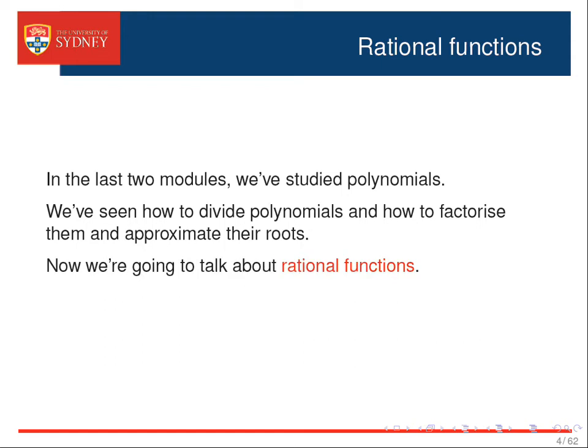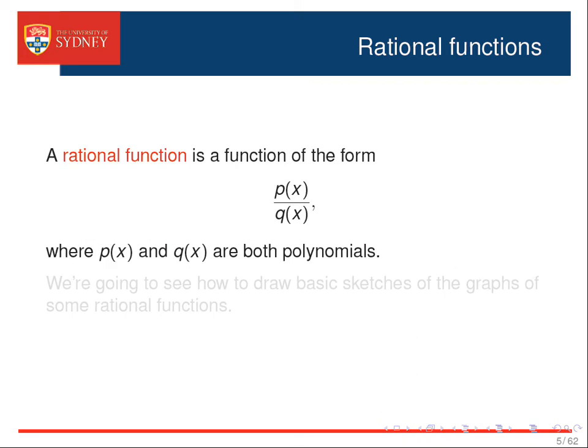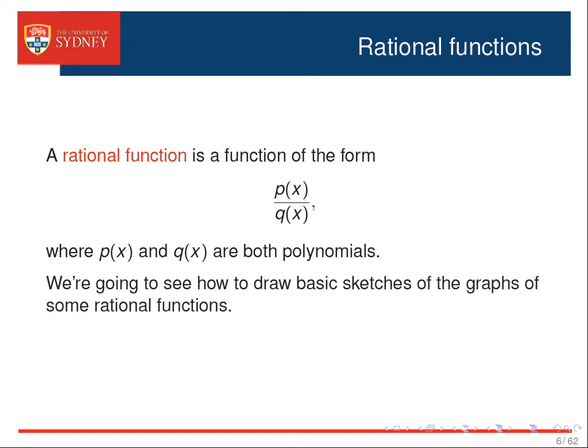Now we're going to talk about rational functions. A rational function is just a ratio of two polynomials. In particular, any polynomial p of x is a rational function because it's just p of x over 1. We're going to study the basics of functions of this form, together with their graphs.